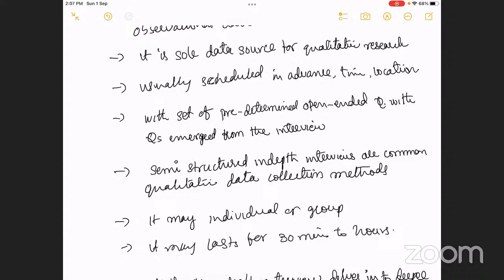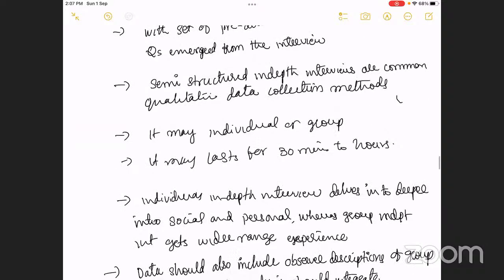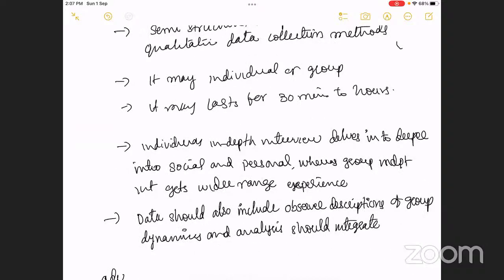Sometimes, for example, if you have 10 questions like a structured one, in about 15 minutes you'll finish your interview. But if it is an unstructured one, it may take a lot of time, right? Based on his answers, you can ask whatever questions you require, and it may take hours together. It also gives in-depth information. It may go deeper into social, personal issues.